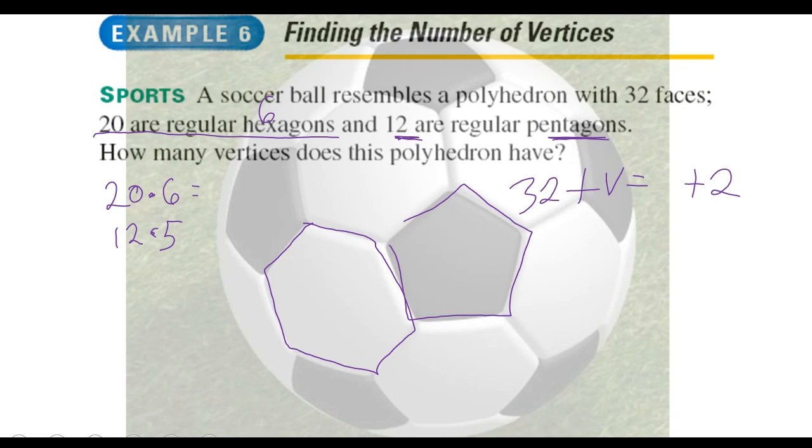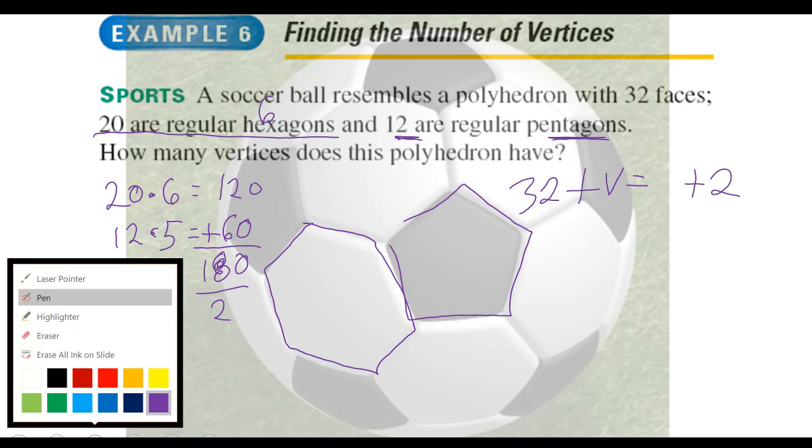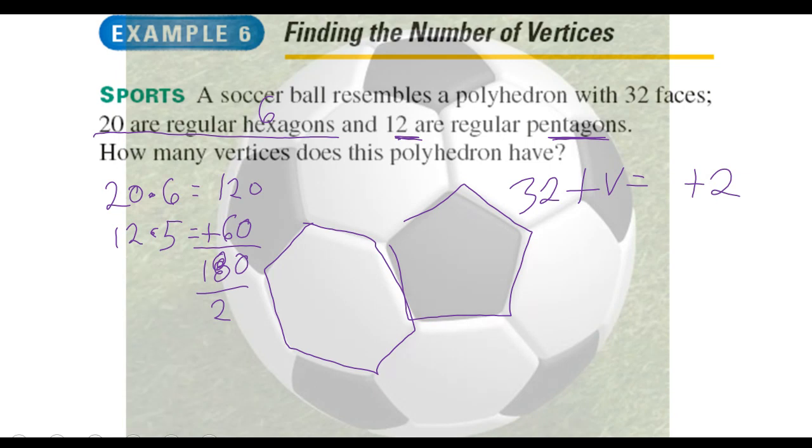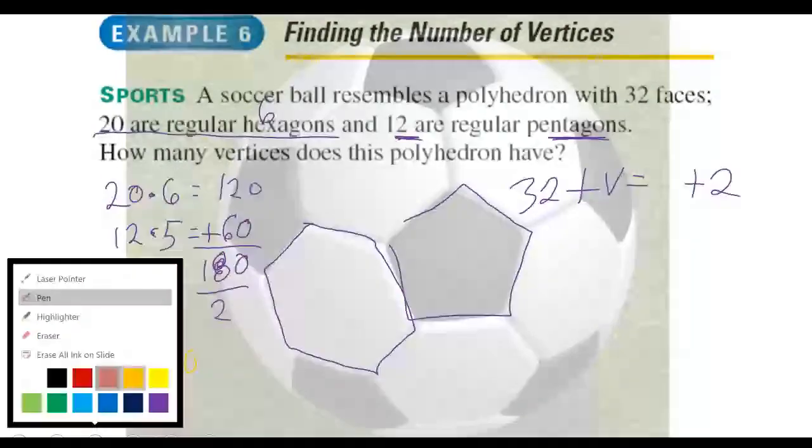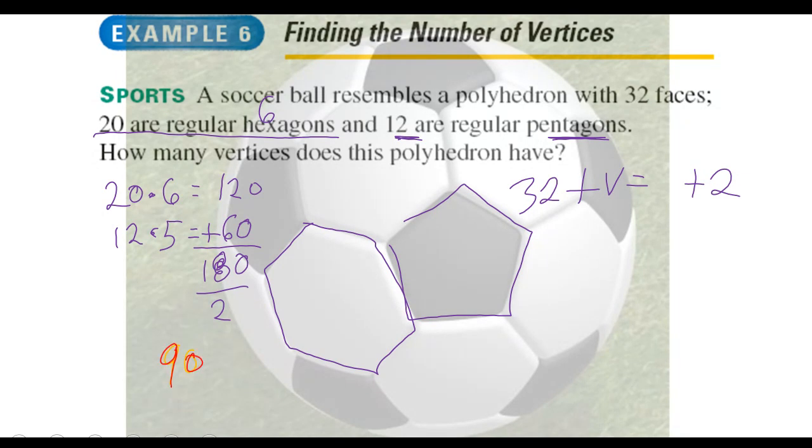Pentagons is 5. So we have 120 on top, we have 60 on the bottom. We're going to add them up. You get 180. We're going to eliminate the double counting by dividing by 2, and we get 90. Oh, wow. You can't see that. Let's go to red. 90. Great. So now I can put 90 in right here, and now let's solve. 92 subtract 32, you get 60 vertices.